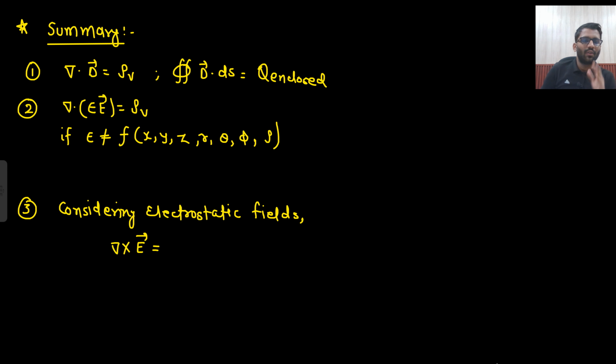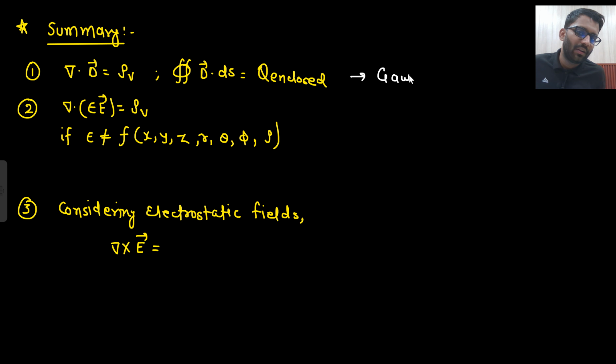So what is the summary of electrostatics? This is a summary of electrostatics. We are going to study magnetostatics in the second half of this video. So what is the summary till now? Del dot D is equal to rho_v. So what was this? This was your Gauss law.